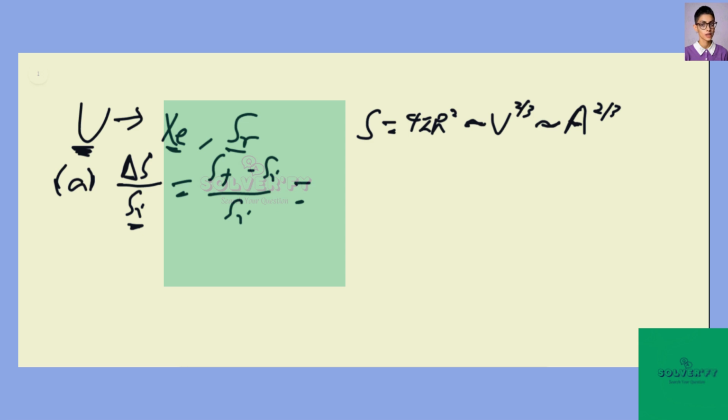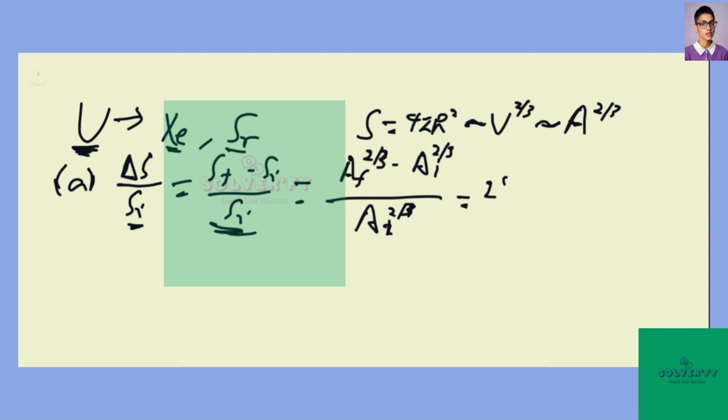So on the left hand side, this expression simply becomes AF to the 2 over 3 minus AI to the 2 over 3, divided by AI to the 2 over 3. You can look up the total mass of the uranium and the total mass of these two elements, and you can find that this value is 25%. So the total surface area is increased by 25%.